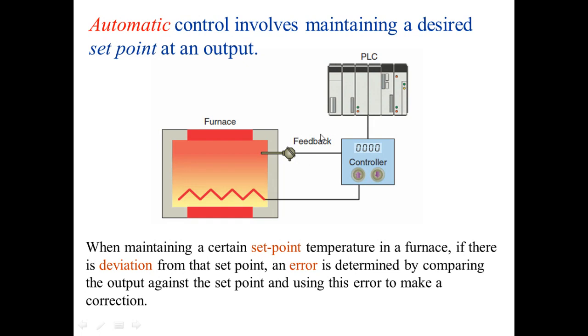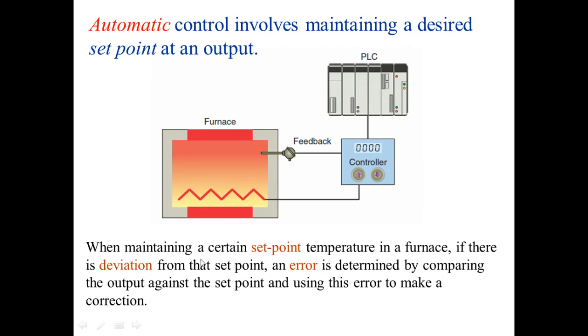The other one is automatic control, which involves maintaining a desired set point of an output. Okay, this is normally closed loop control. The controller will control, in this case the furnace, its temperature to maintain a good process and a good end product.